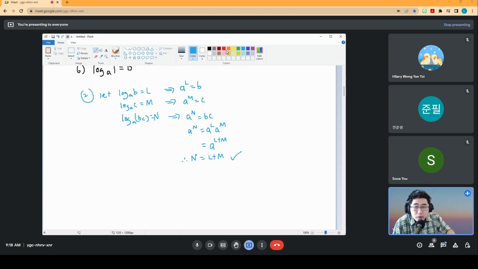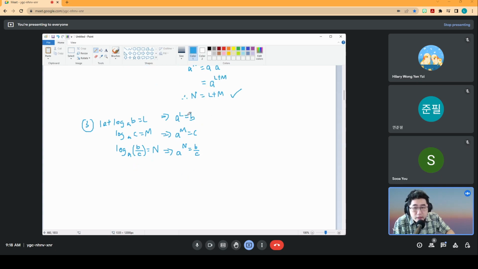Okay, for number 3, we let log_a b equal to L, log_a c equal to M, and log_a (b over c) equal to N. Let's see what happened. According to the first rule, I have a^L equals b, a^M equals c, and a^N equals b over c.